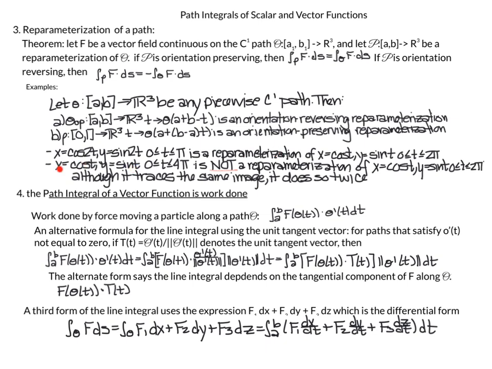Whereas here, when we look at x equals cosine t, y equals sine t, for t from 0 to 4 pi, this is not considered a reparameterization of x equals cosine t, y equals sine t, t from 0 to 2 pi. Again, they trace out the same circle. It's just that this one traces it out twice. And if you think about it, the work to move a particle around a circle twice is not going to be the same as moving it around once. So even though it traces out the same circle, it's not considered the same parameterization.